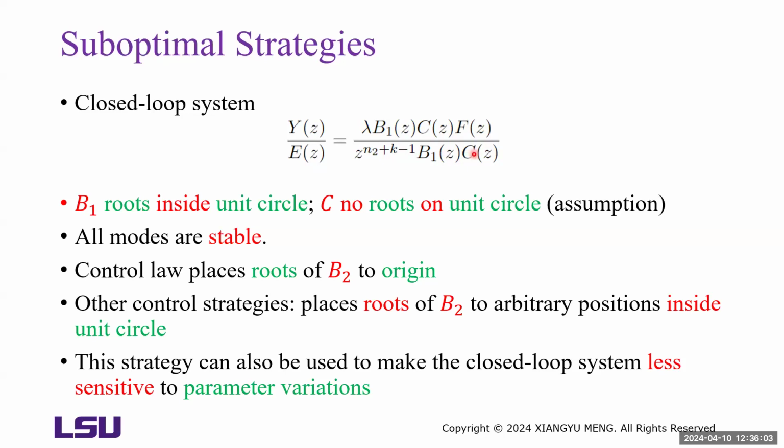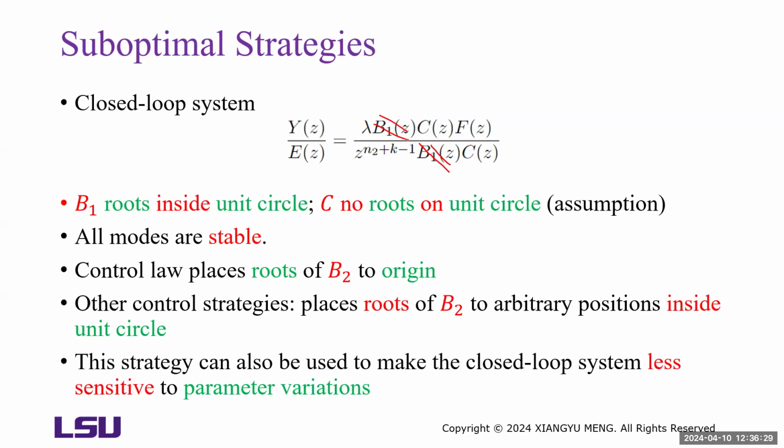Now it follows from the definition that all roots of B1 are inside the unit circle. That means the B1 is a stable polynomial, so all the roots are inside the unit circle. Therefore, we can cancel B1. So no problem. Otherwise, that stable polynomial would be either uncontrollable or unobservable.